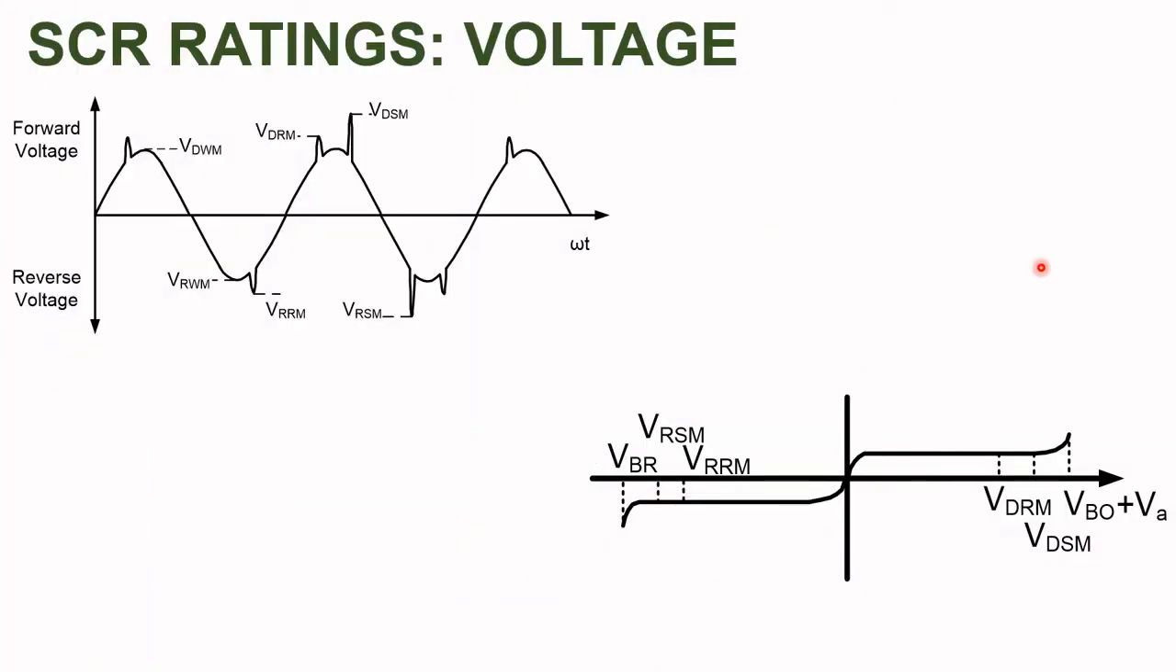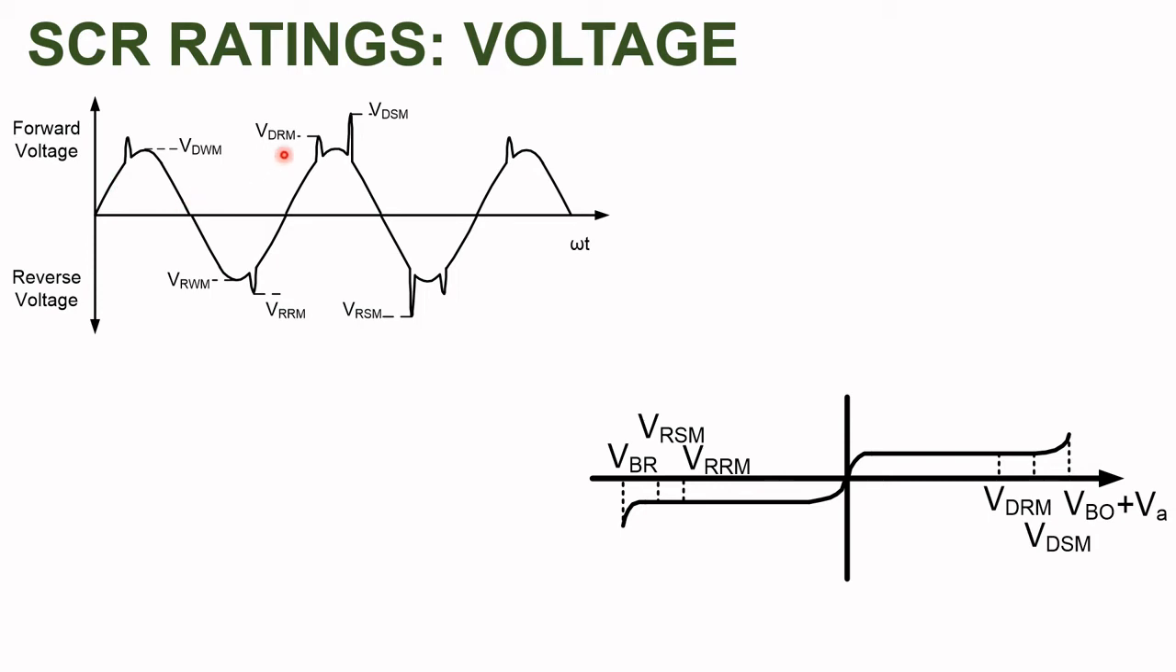So up till now we have seen 6 different ratings. So let us try to compare those ratings on these figures. So first rating was VDWM, that is under the forward biased condition, working voltage and peak value. We have said it can be said as the peak value or the amplitude of sine voltage or sine waveform on the positive side, when the SCR is under forward biased condition.